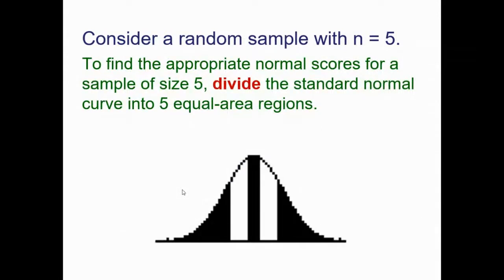So, to set this up, let's say we're taking a sample where n equals 5. We want to divide the standard normal curve into 5 equal area regions. So what would each area be equal to if we're dividing it into 5 equal areas? 1/3.